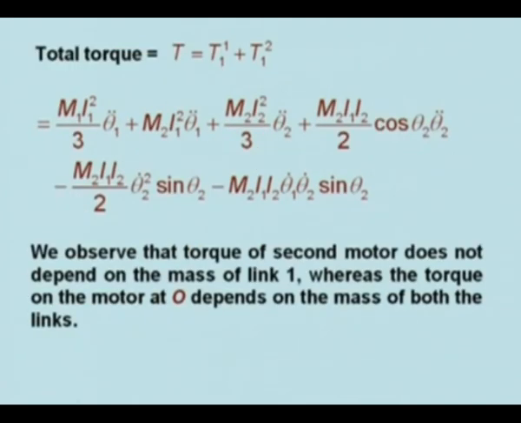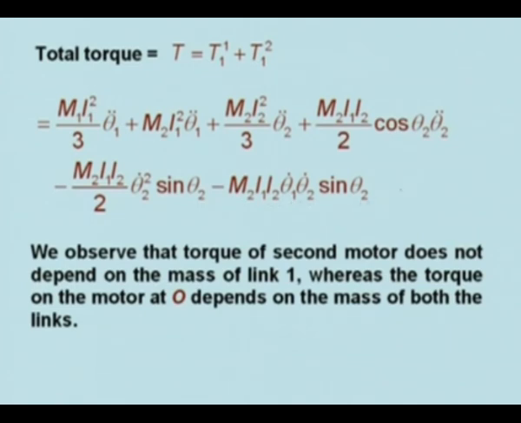So therefore the total torque required at joint O comes out to be T is equal to T11 plus T12, that is M1 by 3 L1 square theta 1 dot dot plus M2 L1 square theta 1 dot dot plus M2 L2 square by 3 theta 2 dot dot plus M2 L1 L2 by 2 cos theta 2 theta 2 dot dot minus M2 L1 L2 by 2 theta 2 dot square sin theta 2 minus M2 L1 L2 theta 1 dot theta 2 dot sin theta 2.